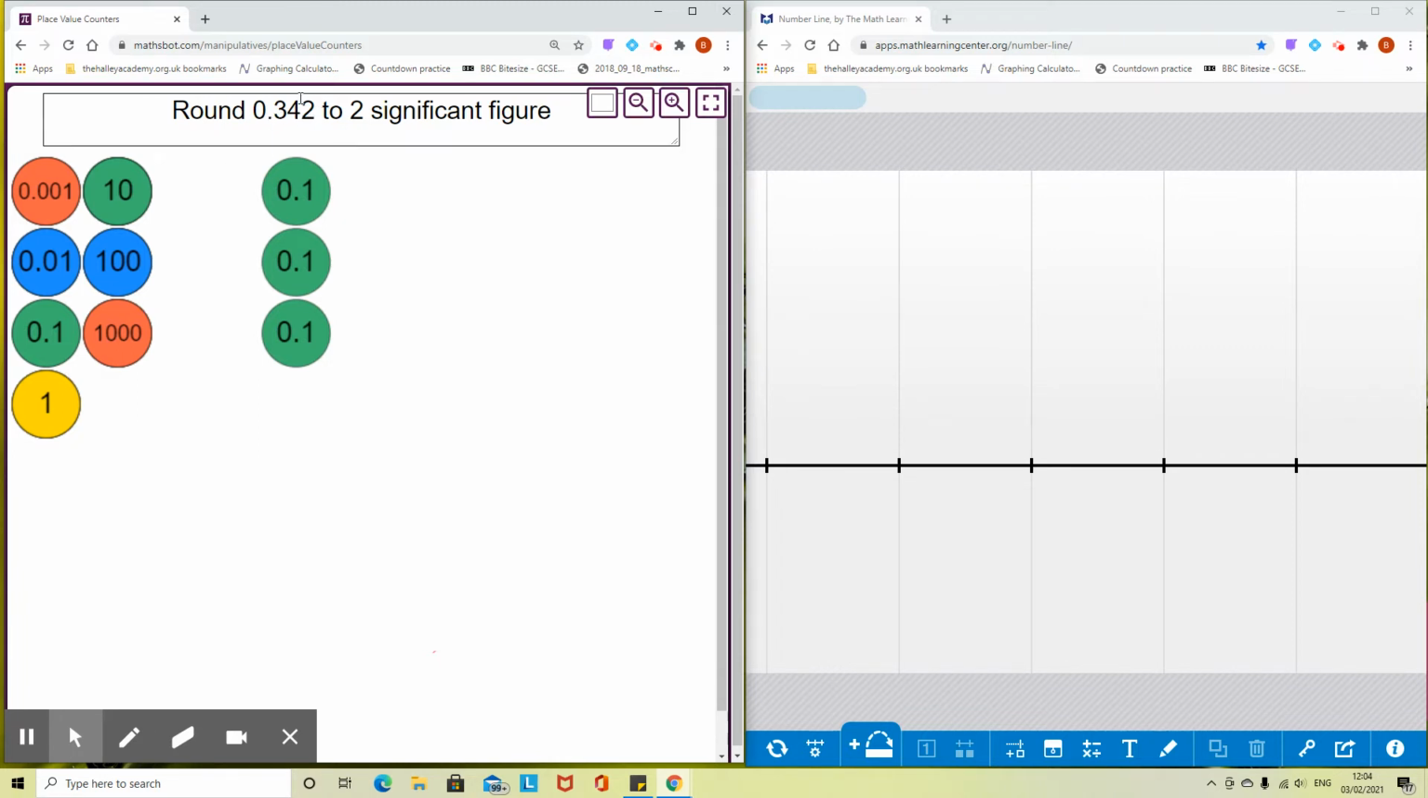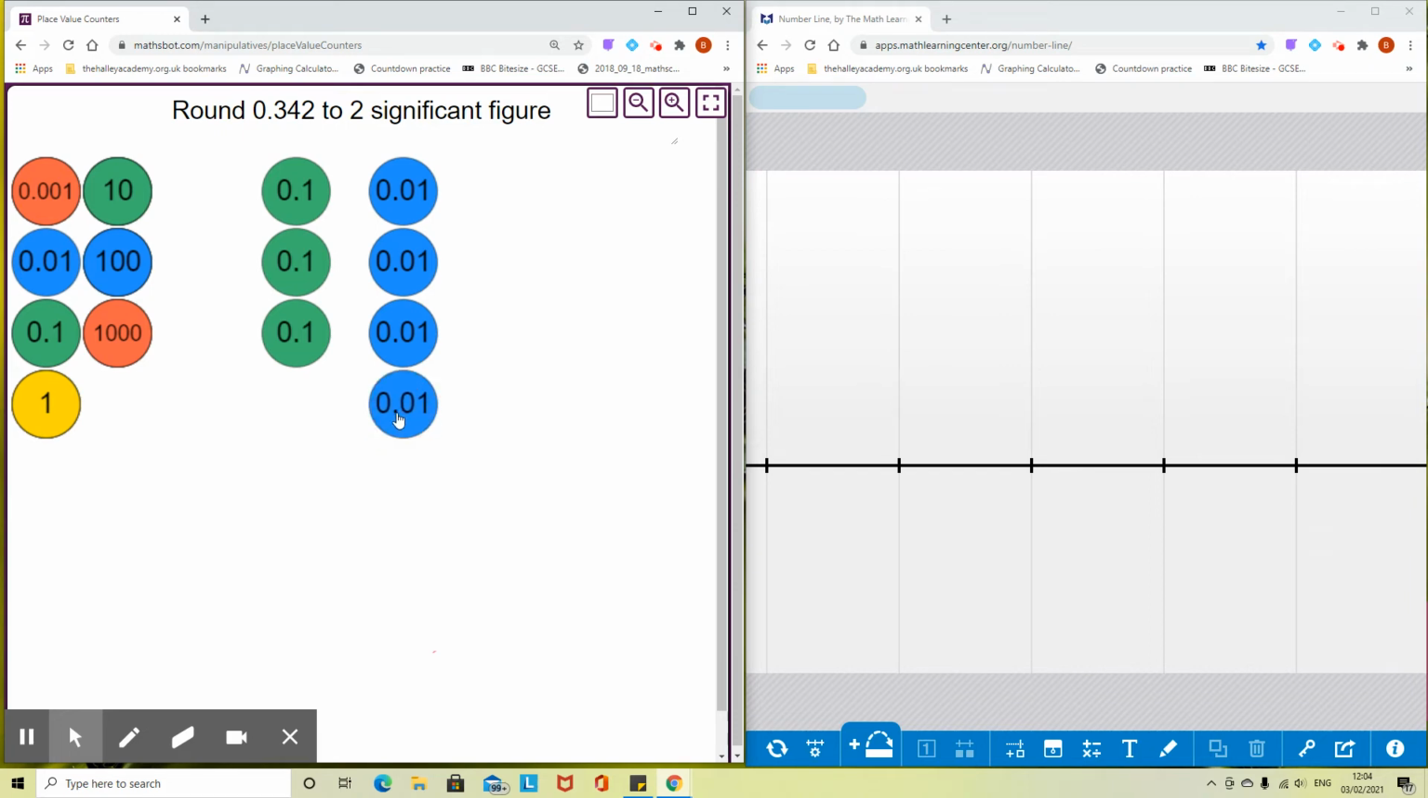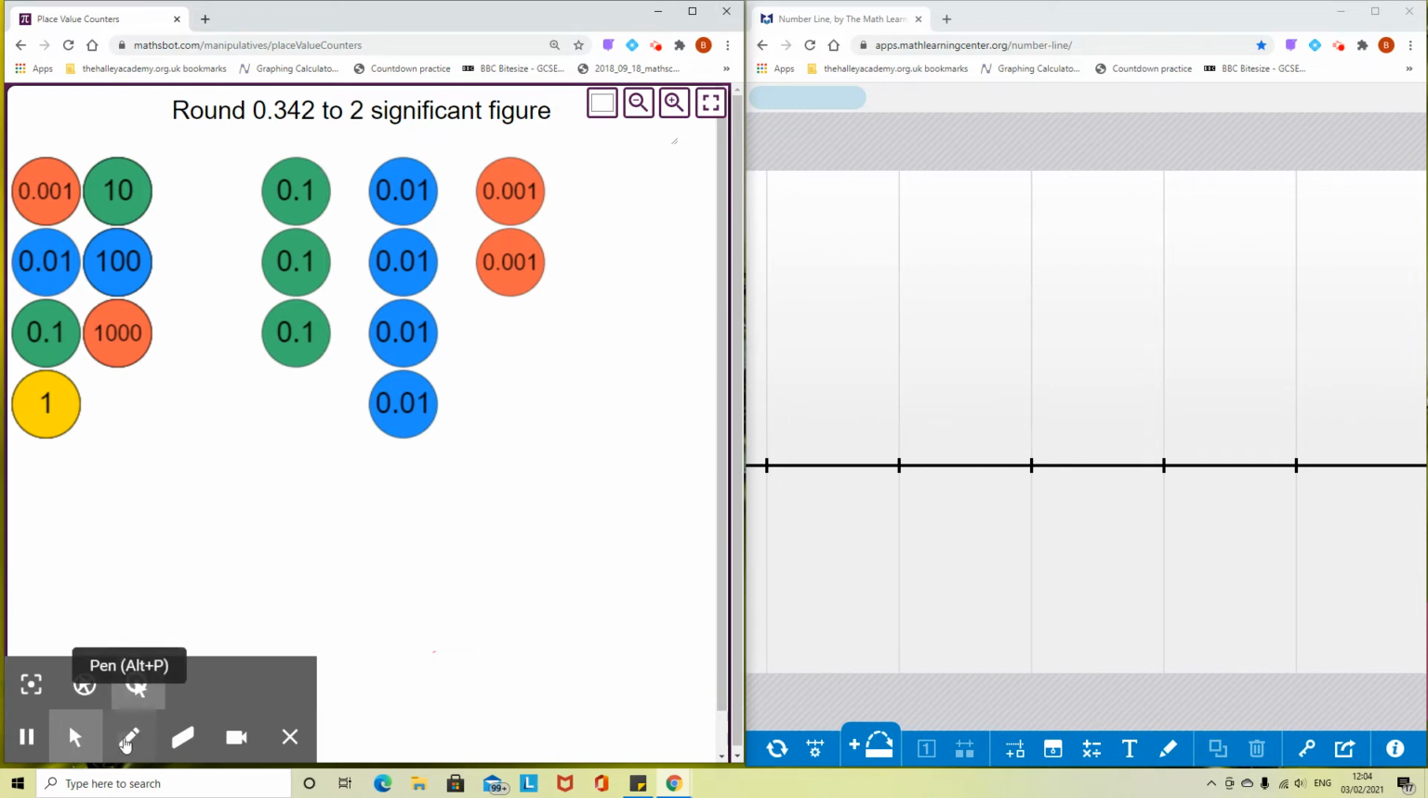Now I need 0.04. So I'm going to use the blue counter, 0.01 once, twice, 3 times, and the 4th time. So all the blue counters would give us 0.04. Now we need the 2, which is 0.002. So I would have 0.001 and 0.001 again.